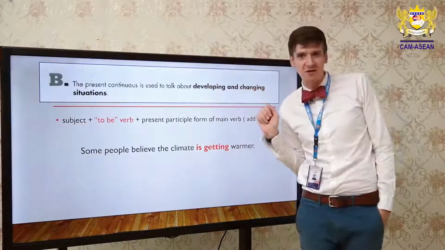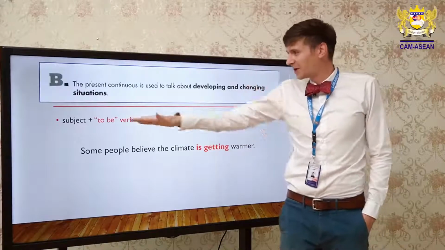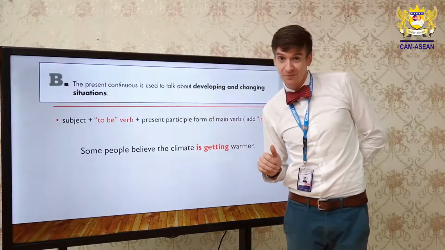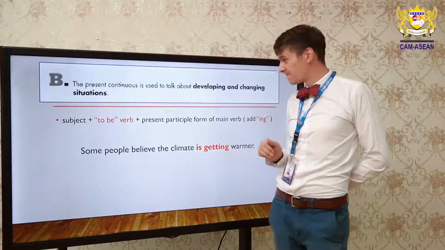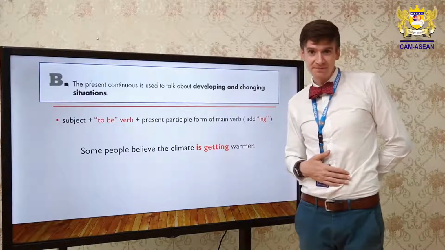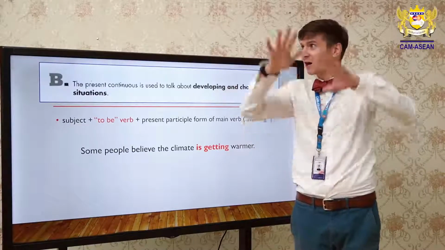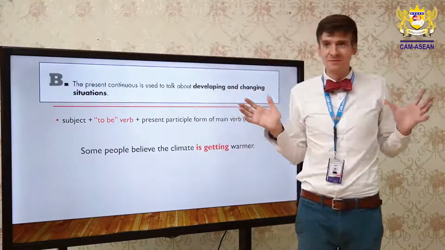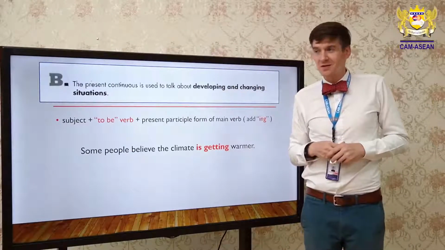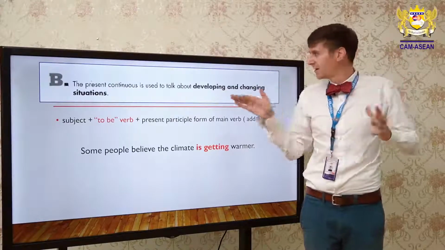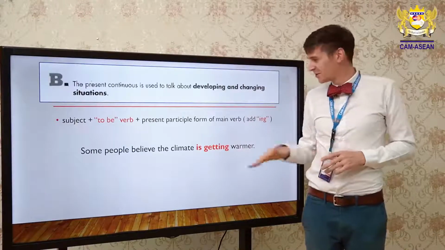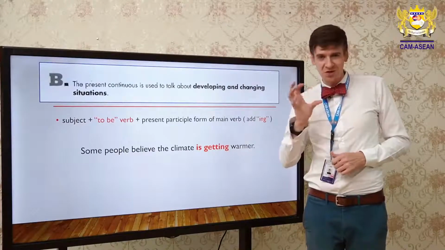It's a changing situation. So again, we're looking for our subject, our to be verb, and the present participle of our main verb. Some people believe the climate is getting warmer. It's a developing situation. Our environment, right? Planet Earth, you know? The temperature of the air, global warming, it's changing. Things are changing. Getting hotter, getting colder. So we say it's getting warmer. It's a changing situation.